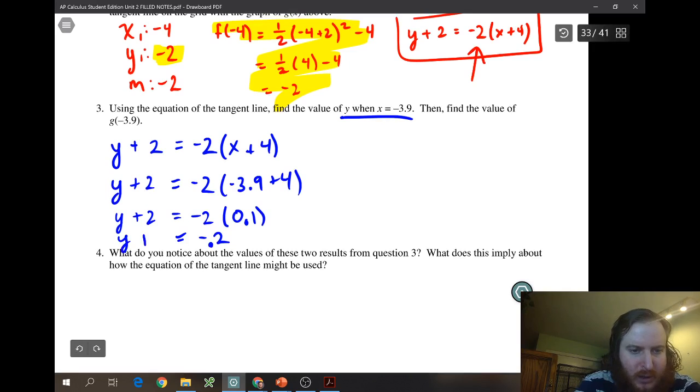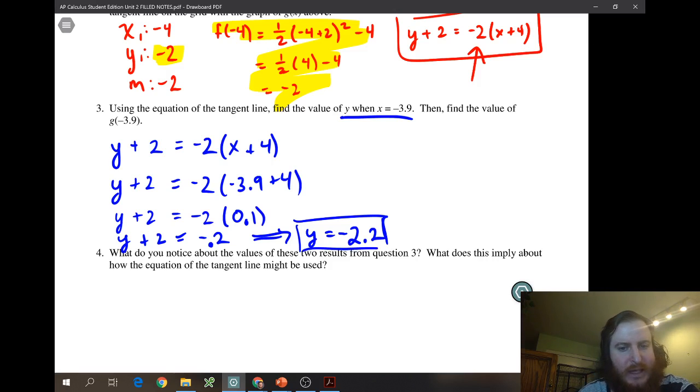So y plus 2 is equal to negative 0.2. I'm going to put an arrow. That's going to give us y equals, now subtract 2, negative 2.2. So that's our answer for the y. That was on the tangent line. So on the tangent line, when we plug in negative 3.9, we got negative 2.2.